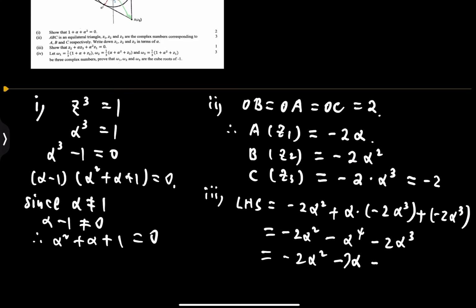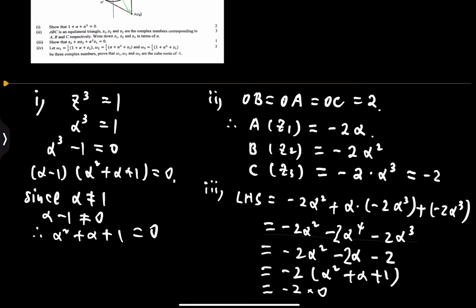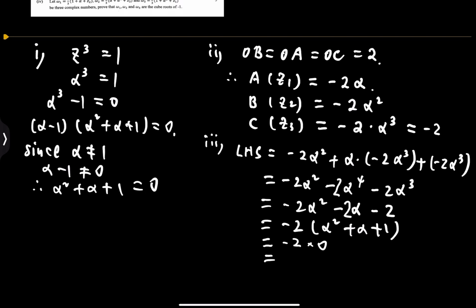I'm missing the 2 here. Sorry, missing the 2 here. So then it becomes just 2. And I take the negative 2 outside. I will have alpha squared plus alpha plus 1, which I use in the first result. Alpha squared plus alpha plus 1 equals 0. So then this becomes negative 2 times 0, which equals 0. So done. So that's question 3.